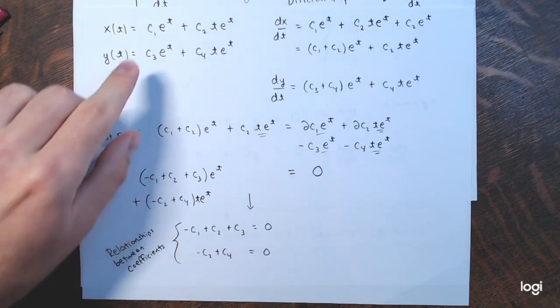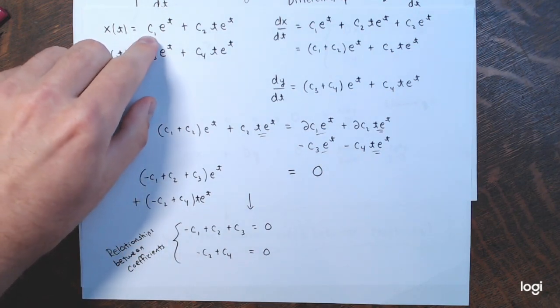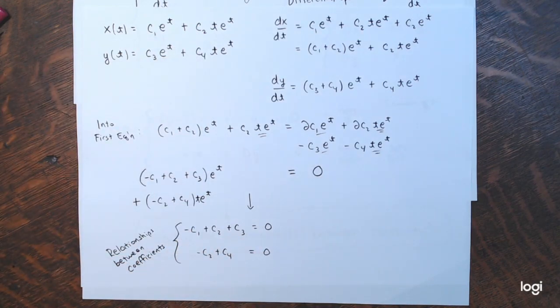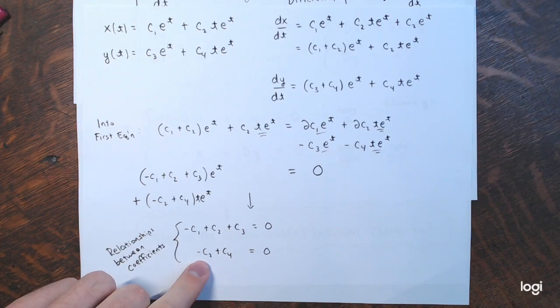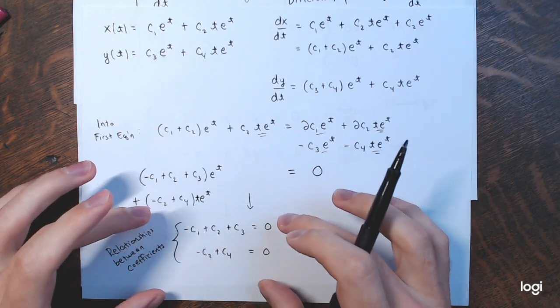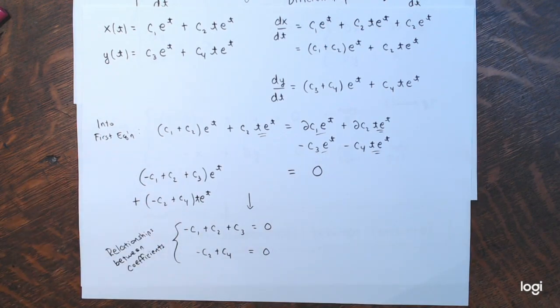So if I had C1 be 1 and C2 be 1, then according to this, C3 would have to be 0. I can't choose whatever I want for C3. And then if C2 was 1, then C4 would have to be 1 as well. Like these relationships have to hold.